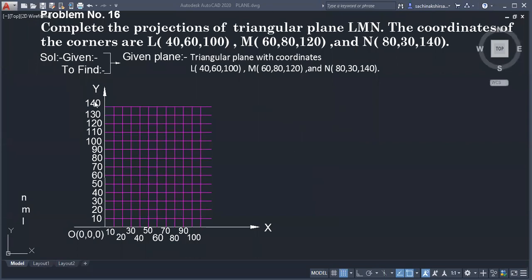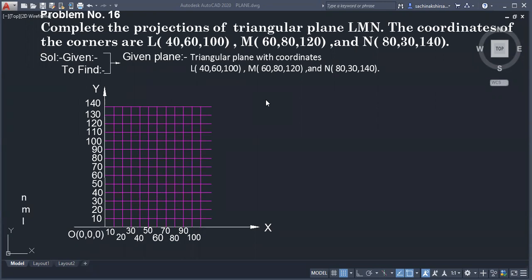Okay, so this is a special case problem. Here a triangular plane is given. We have to complete the projection. Complete projection means draw the front view and top view. Here no inclination, nothing about shape is given, but coordinates are given. Three coordinates. So it is a special type of problem. How to locate these points? If you see the coordinates of LMN, all are the multiple of what?